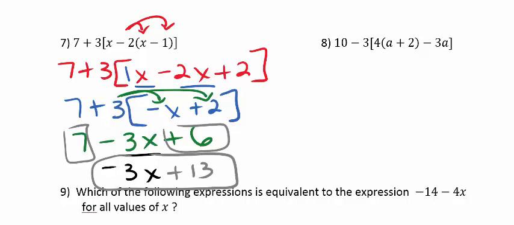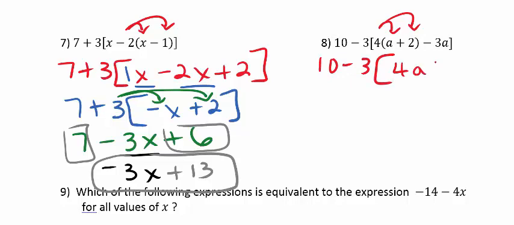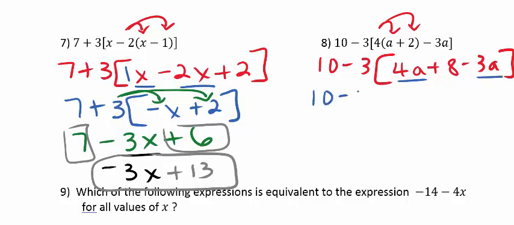Over here, the same thing. We're going to distribute the 4 inside the inner brackets, rewrite everything, 10 minus 3. Go ahead and distribute that 4 to be 4a plus 8. And then we combine like terms on the inside of the brackets. And so we rewrite this as 10 minus 3 with our brackets, and then 4a minus 3a is a. And then we have a plus 8.